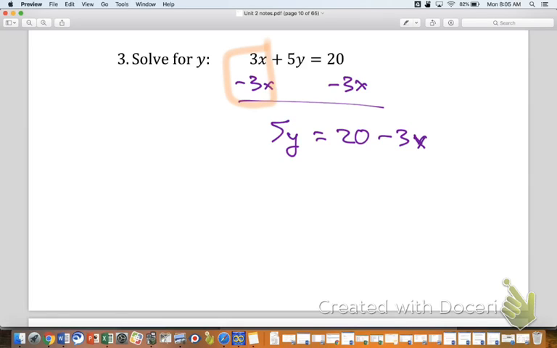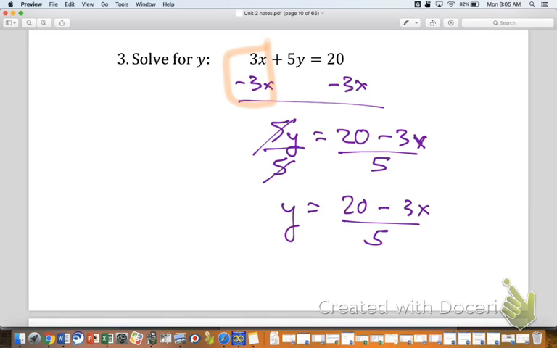So then my final step is going to be, how do I get rid of the 5? Division by 5. So you could do this one of two ways. This first way is 100% correct. I just divided both sides by 5, the whole right side, the whole left side divided by 5. The 5s would cancel, giving me y equals 20 minus 3x over 5. So I think that moving forward, I would give you full credit for that. That's a great answer, no problem.